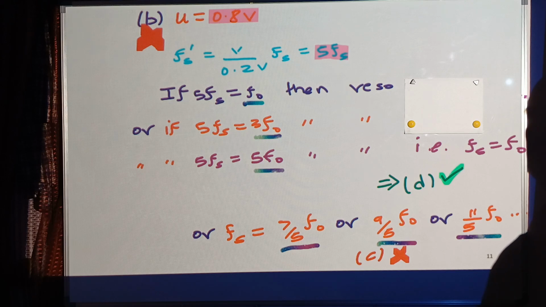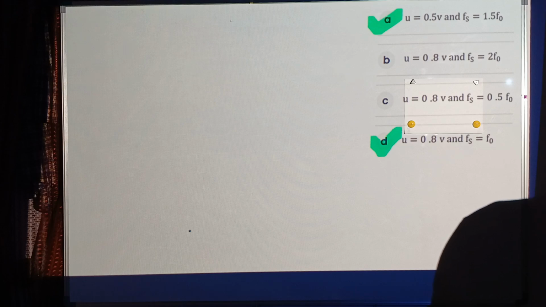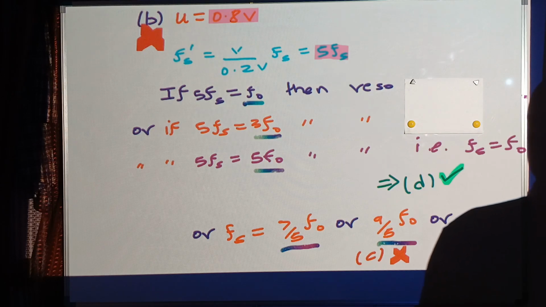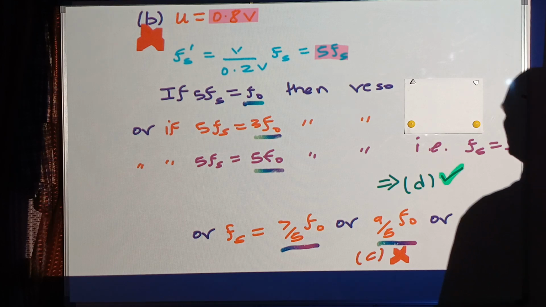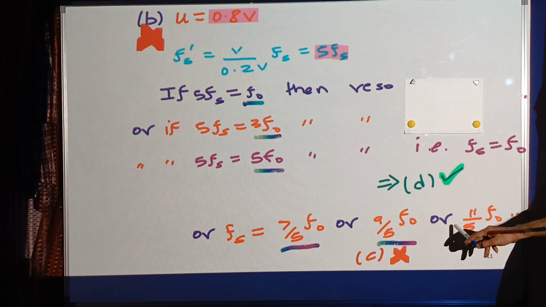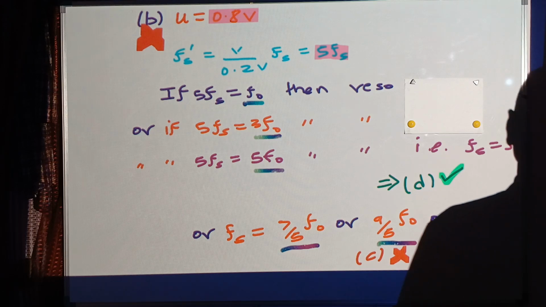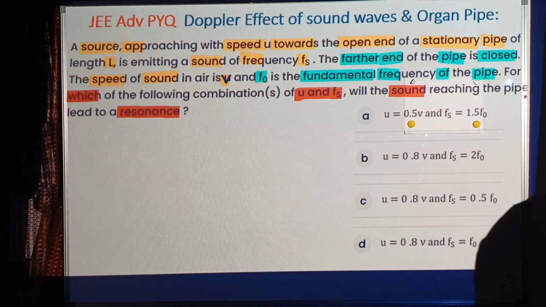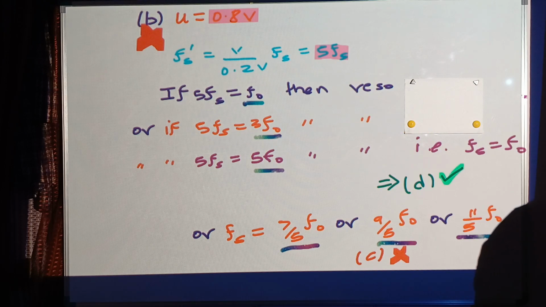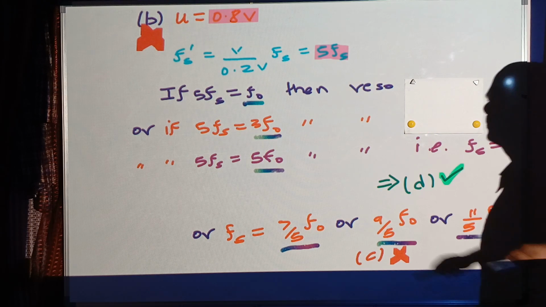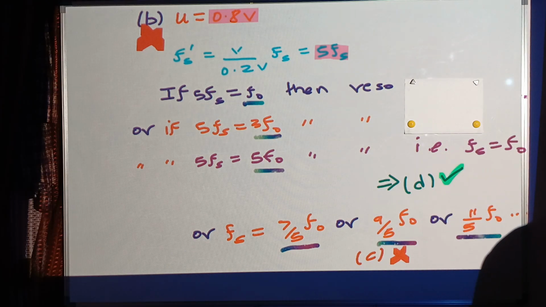For option B, Fs should match with 2 F naught, which is not possible. For Fs to match with 2 F naught, this should be 10 F naught. 10 F naught should be there, but only 11 F naught is there, 9 F naught is there. So option B is not possible. Option C, Fs should match with 0.5 F naught. 0.5 F naught means 2.5 F naught should be possible. That's not allowed. So option C is also not true. So correct options are A and D.